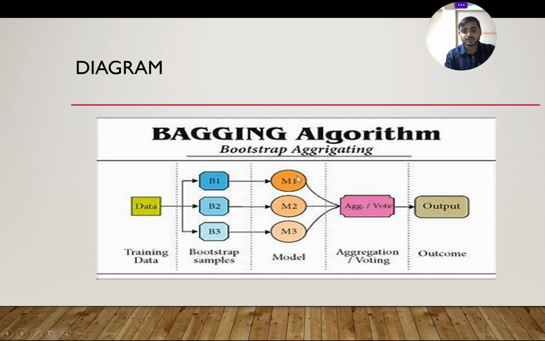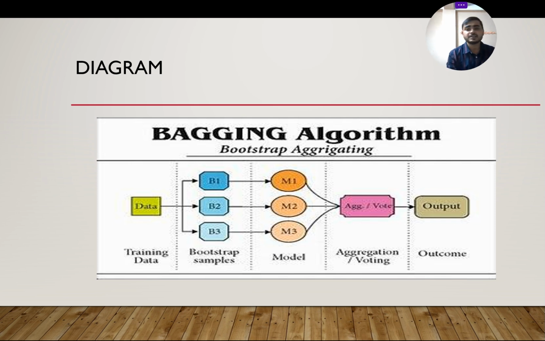M1 predicts a value, M2 will also predict a value, M3 also predicts a value, right? Or gives an output prediction. And then we are going to do voting, and always use an odd number of subsets. Why do we need an odd number of subsets? Because in the voting part, there is no chance of a tie.